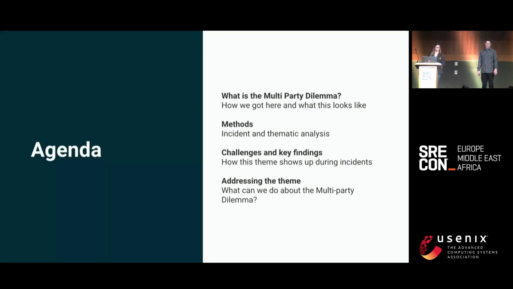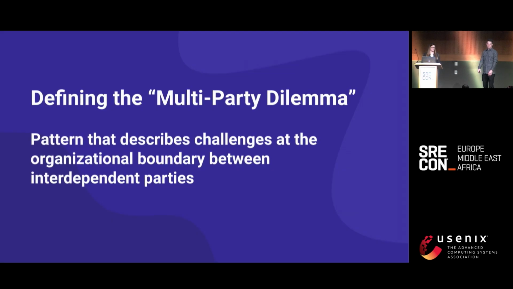Starting off with some front matter, we're going to talk about what the multi-party dilemma is. Then we're going to talk about how we discovered this dilemma through a series of incident analyses we did in 2021. Then we're going to go into the challenges and key findings of this dilemma, and then finally addressing it. What can we do about this? Sarah, all right. Bring us through a definition of the multi-party dilemma.